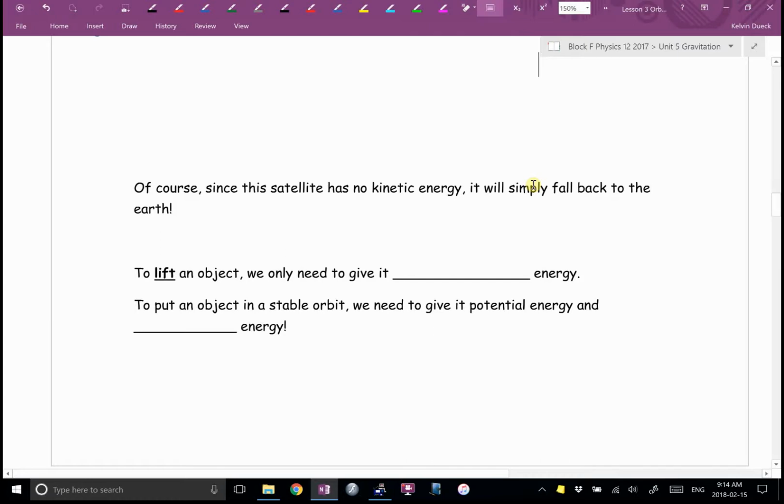To lift an object, and that's the word that I also underlined, we only need to give it potential energy. To put an object in a stable orbit, we need to give it both potential energy and kinetic energy.